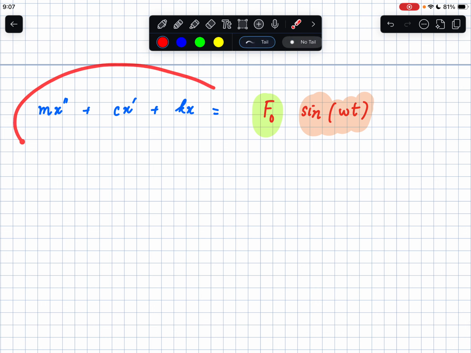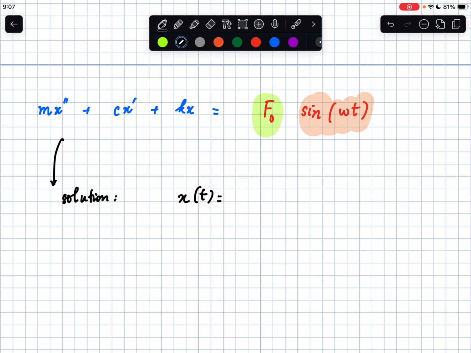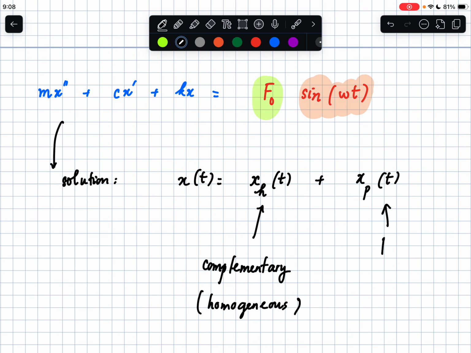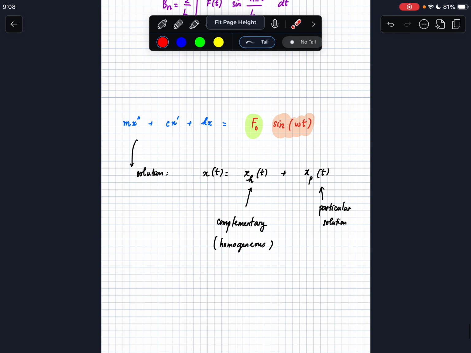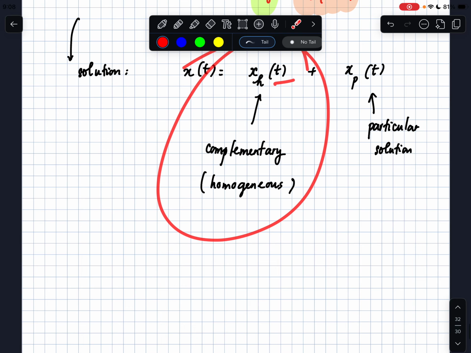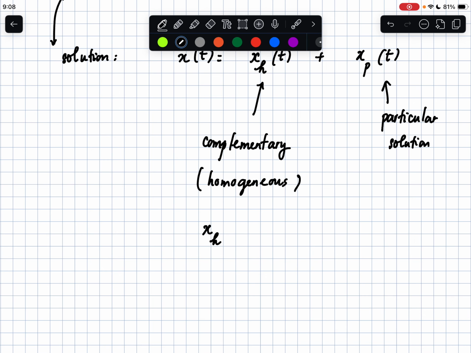To solve this one, you need the solution x(t). Now we have two parts: the homogeneous part, the complementary solution x_c(t), plus the particular solution x_p(t). The complementary function comes from the homogeneous part, and this is our particular solution. In the case where we have the dampers or dashpots, c bigger than 0, x_c(t) tends to 0 as time tends to infinity. So this will die out.